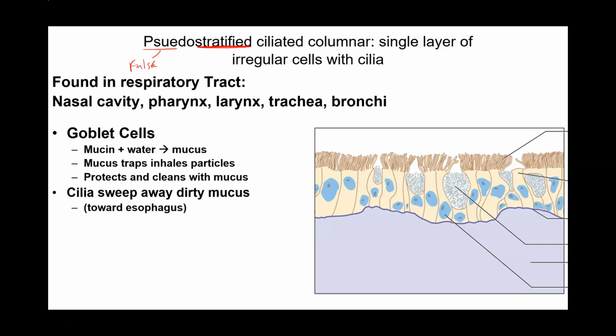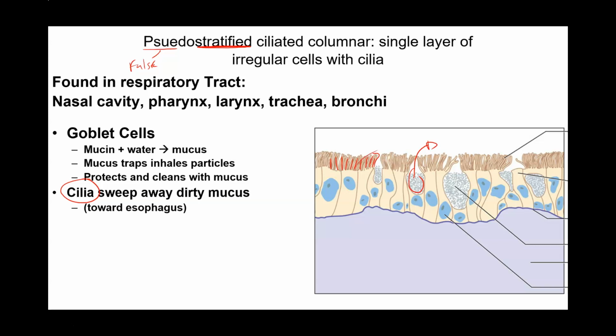And what happens is the goblet cells release mucus onto the surface of the cells, and the mucus, among other things, traps microscopic particles of dust and bacteria and other potentially harmful things, filtering the air that you inhale. And then on the apical surface of this tissue, there are these little hair-like extensions known as cilia. And the cilia actually sweep.